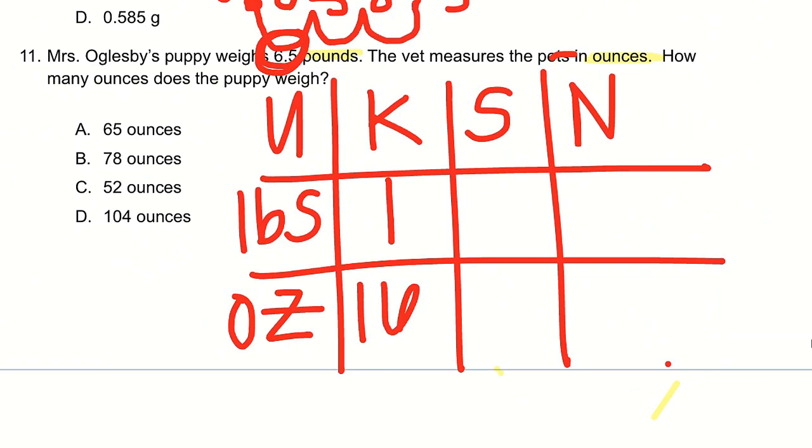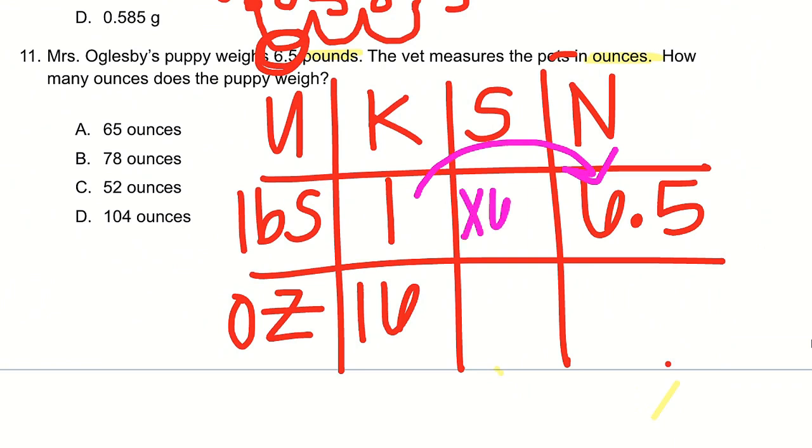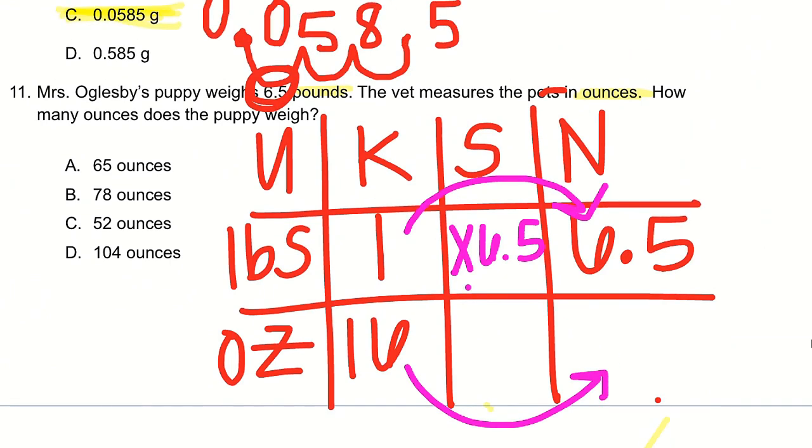6.5 pounds. So is that going to go on top or bottom? Top. I got to line up my units. So then I've got to look and figure out what my scale is. I'm trying to figure out how do I get from 1 pound to 6.5 pounds. Well, it looks like I'm multiplying by 6.5. Whatever I do on top, I've got to do on the bottom, so I'm going to multiply times 6.5.